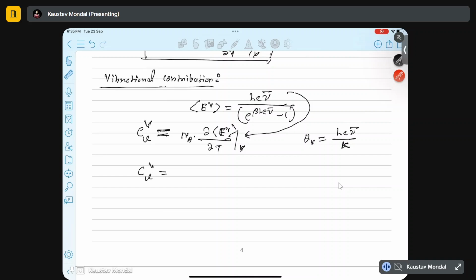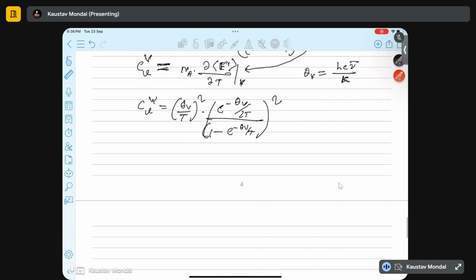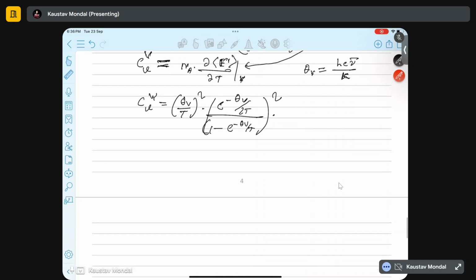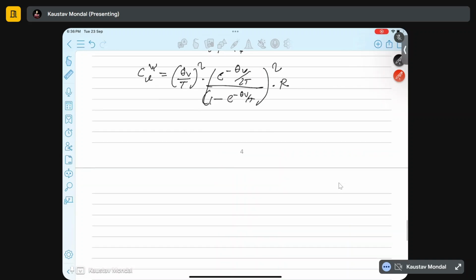So if you do the derivative, it will look like this: (theta V by T) whole squared into e to the power minus theta V by 2T, minus this whole thing squared, e to the power minus theta V by T, the whole thing squared, into R. It's Na into k.